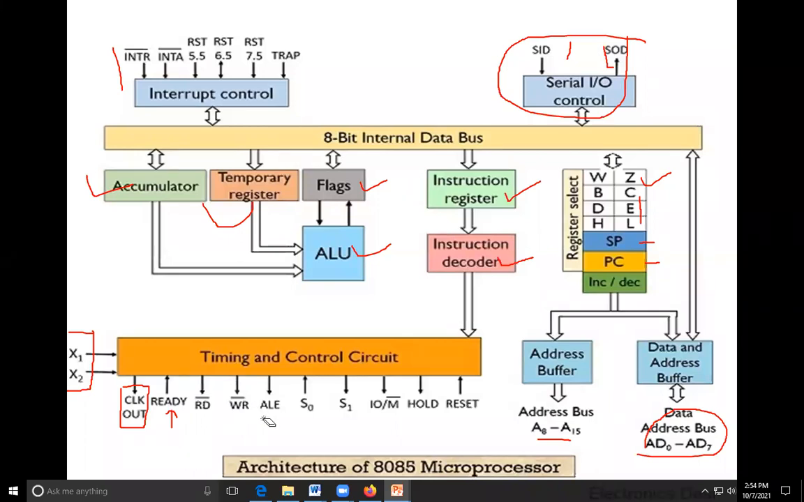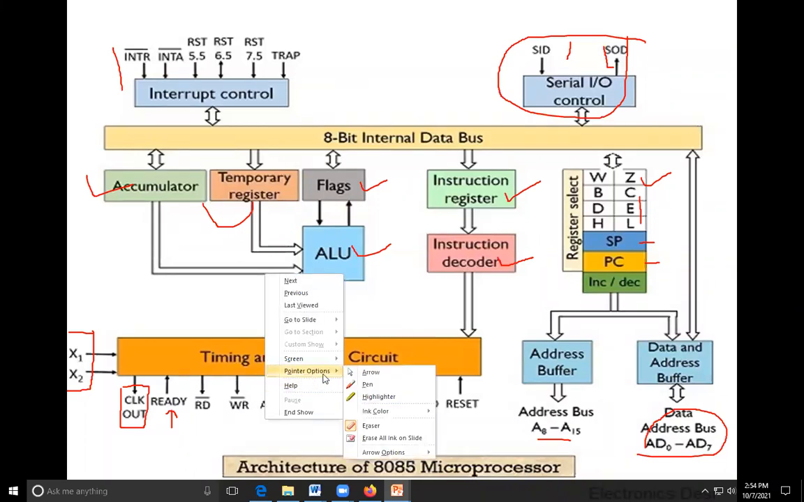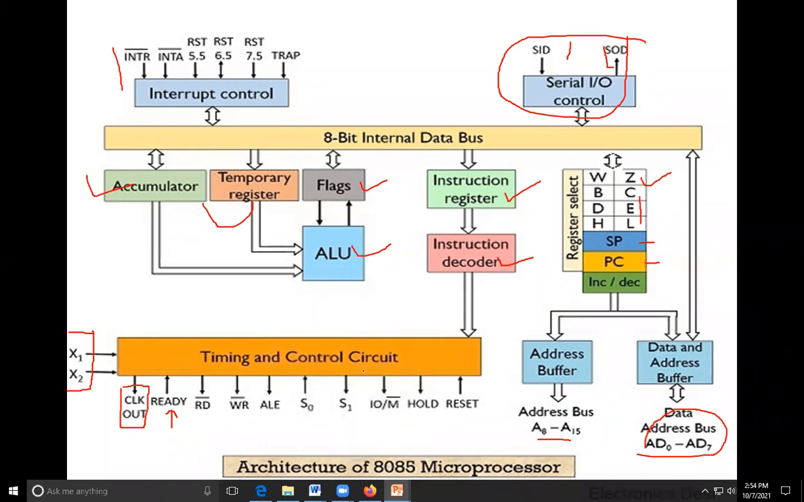8085. Then this is the ALE. The pins are slightly discussed here. ALE we are also giving to the 8085. ALE means address latch enable. The address latch enable pin is used with the read and write data.